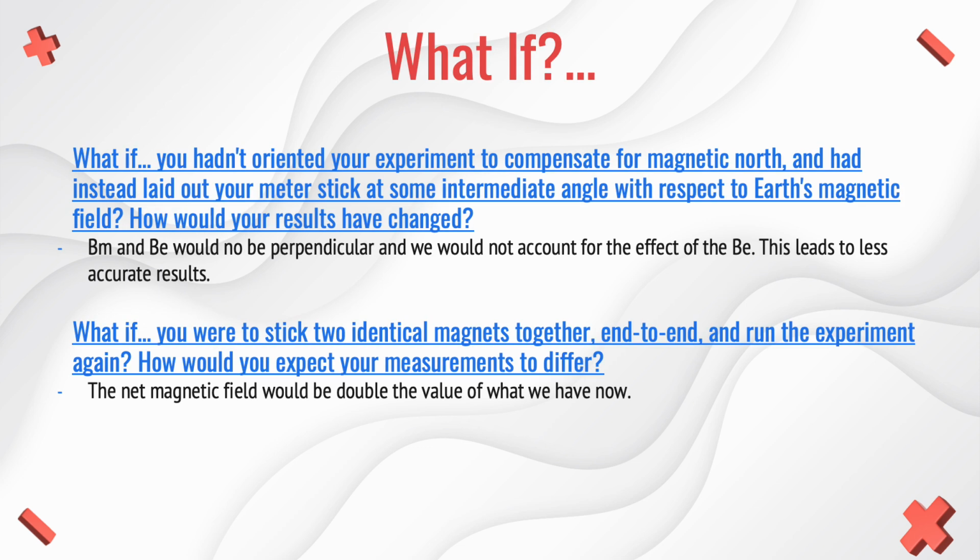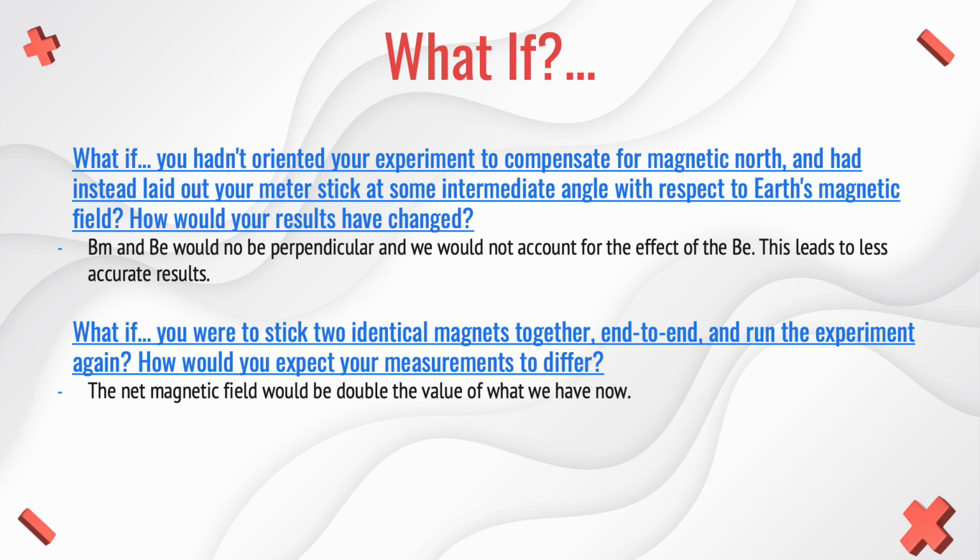Okay, and then what if you hadn't oriented your experiment to compensate for magnetic north and had instead laid out your meter stick at some intermediate angle with respect to the Earth's magnetic field? How would your results have changed? Well, the magnetic field of the magnet and the magnetic field of the Earth would no longer be perpendicular, and you wouldn't have to account for the effect of the magnetic field of Earth when you're doing the calculation for the magnetic field of the bar magnet. However, this would lead to less accurate results.